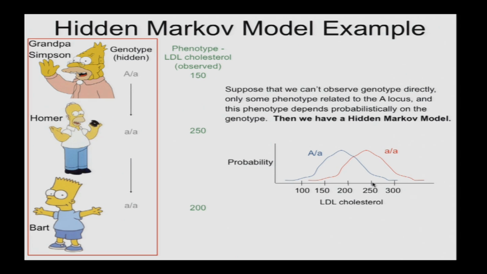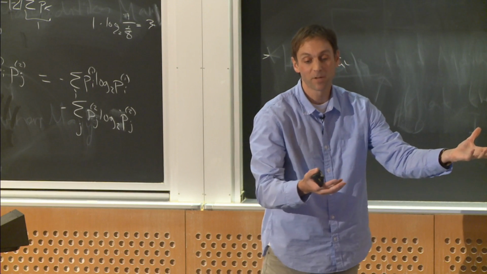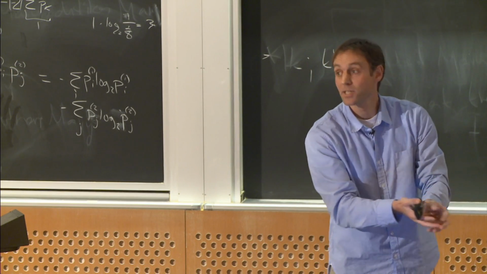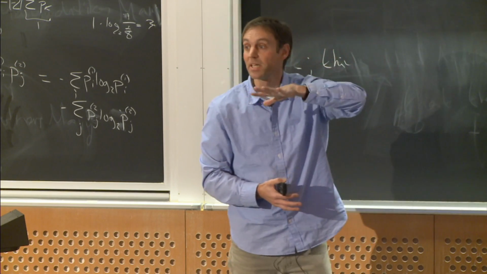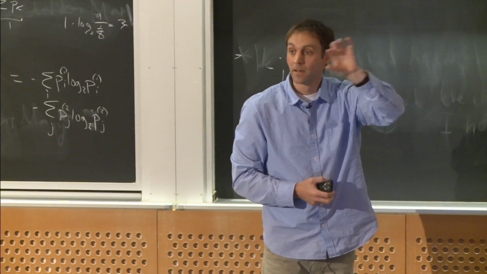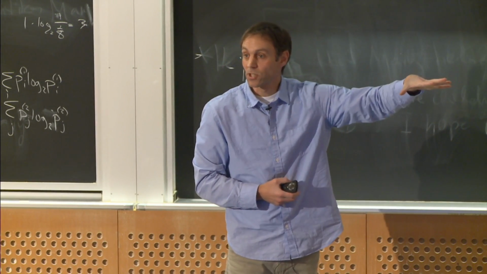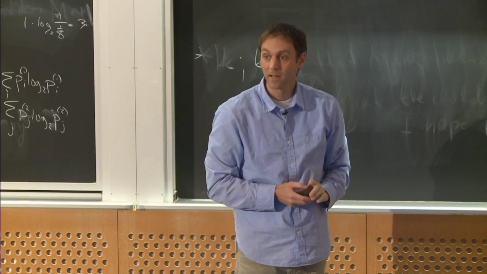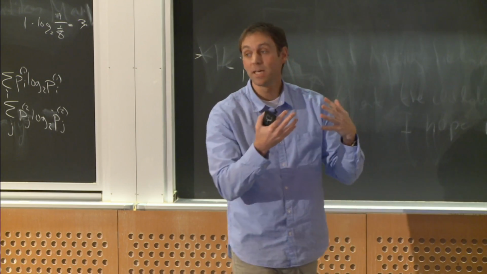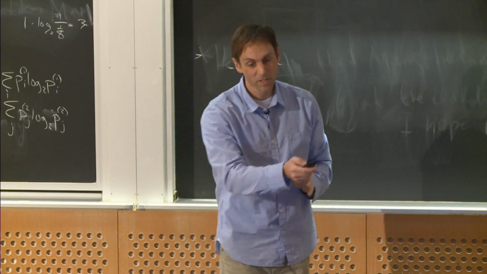So this is the basic idea. You have some observable phenotype, if you will, that depends in a probabilistic way on something hidden, and that hidden thing has some dependent structure to it, okay? And you want to then predict those hidden states from the observable data. So we'll give some more examples coming up.